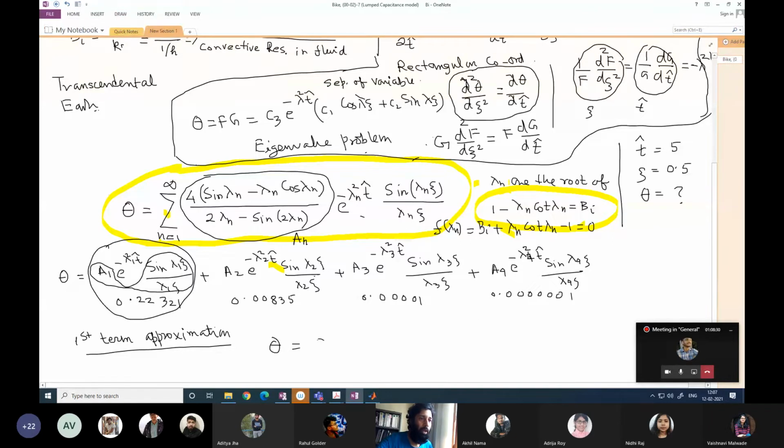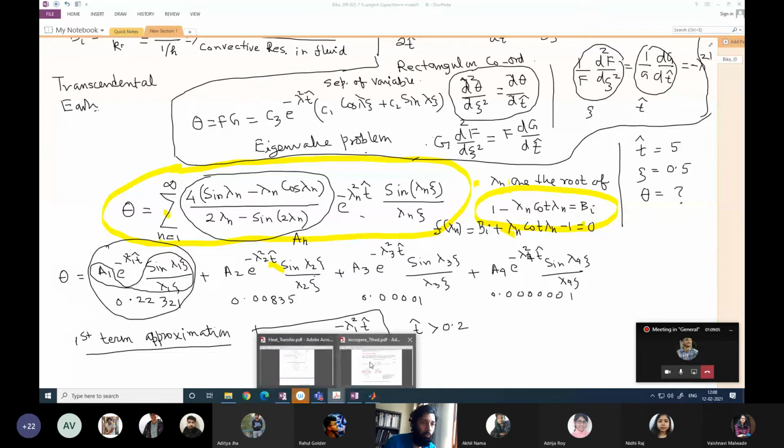So the entire thing is packed as C1 e to the power minus lambda 1 square t hat. This is called theta 1 to tell you that this is the first term approximation, not the exact value of theta, but it is a good approximation when you have t hat greater than 0.2. This is a very good approximation, t hat greater than 0.2. So it's very easy to get this solution. You don't have to plot anything, you don't have to worry about anything.